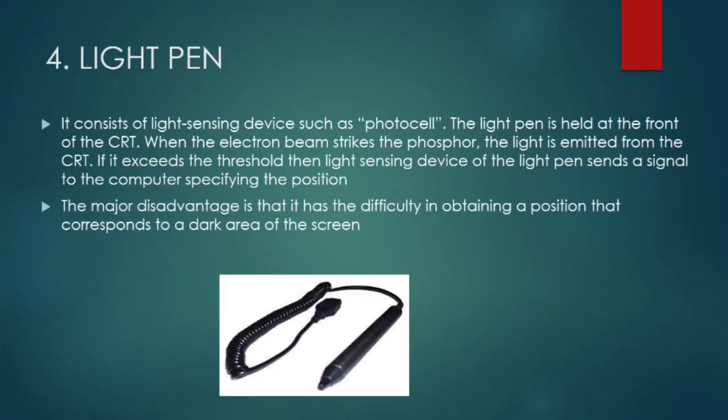Light pens were used in the older days, but they are not used in modern days. The light pen consists of a light sensing device such as a photocell. It is held at the front of the CRT. When the electron beam strikes the phosphor, light is emitted from the CRT. If it exceeds the threshold, then the light sensing device of the light pen sends a signal to the computer specifying the position. The major disadvantage is that it has difficulty in obtaining a position that corresponds to a dark area of the screen.